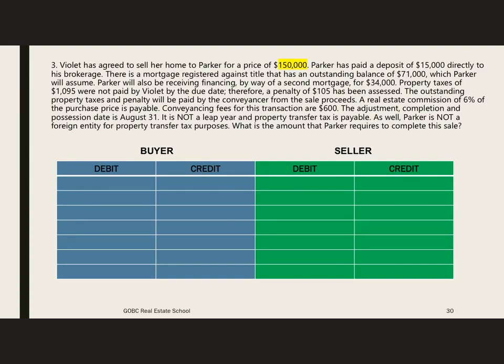Okay, so the next question, let's just get right to it. It says Violet has agreed to sell her home to Parker for a price of $150,000. So we'll deal with that $150,000 first. The $150,000 purchase price is going to be a credit for Violet because she's the one that's selling her home. Remember, Violet is the seller and Parker is the buyer in this situation. So it's going to be a credit for Violet and a debit for Parker.